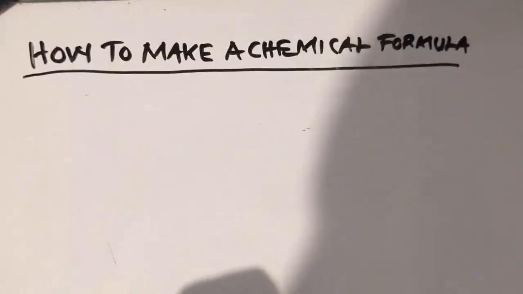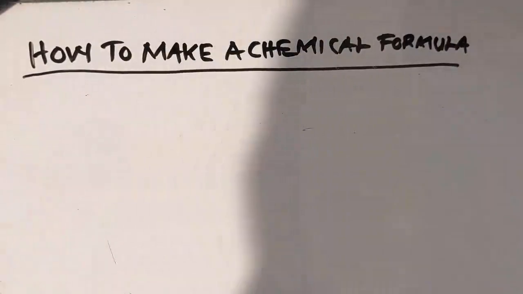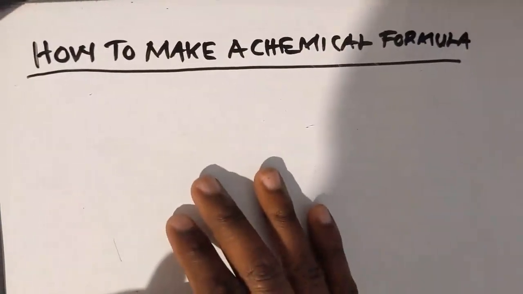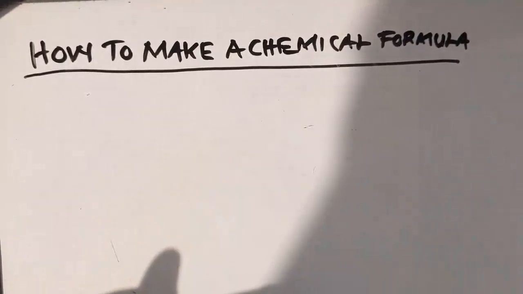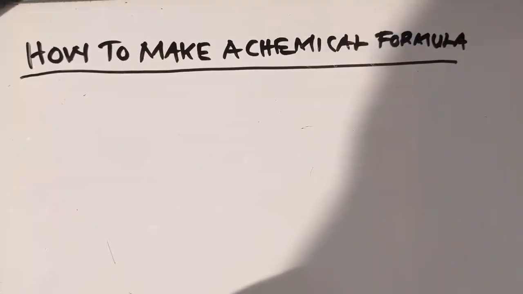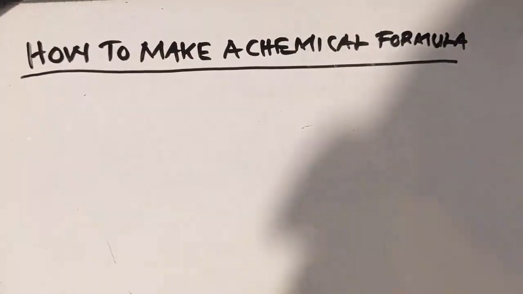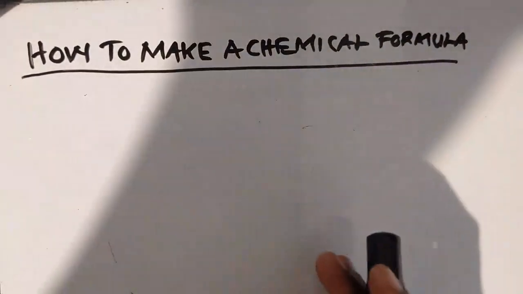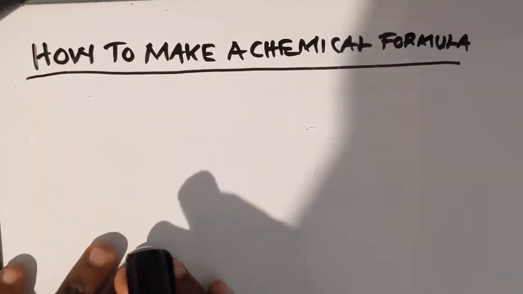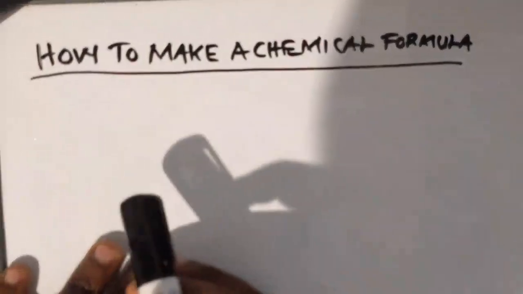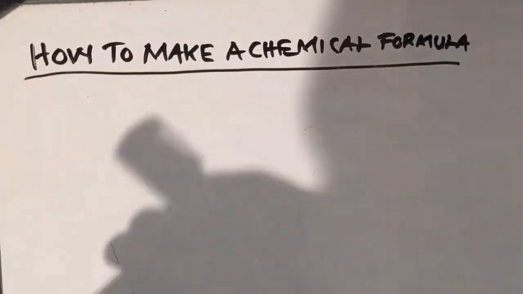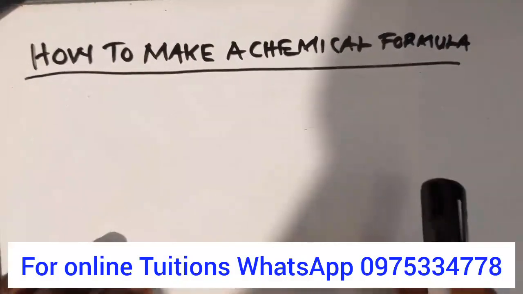So in this video we're going to look at how to make a chemical formula. This is a very important topic in chemistry. If you miss this one, then chemistry will be difficult for you, because almost all the questions in chemistry involve chemical formulas. It is like a foundation, so you need to know how to make a chemical formula.